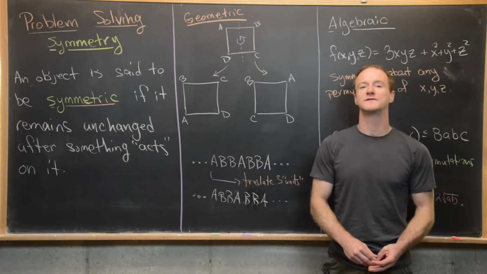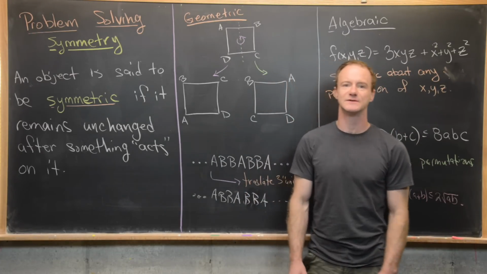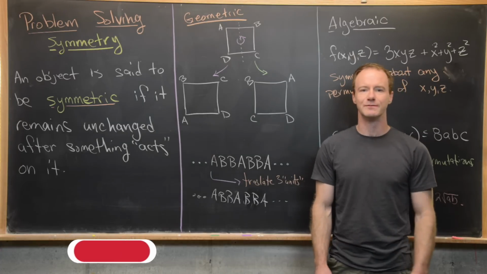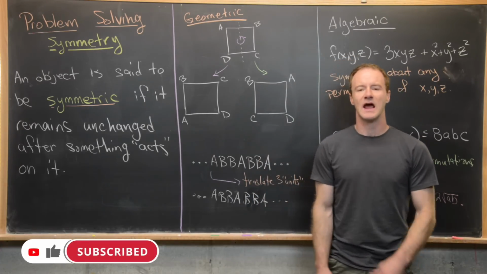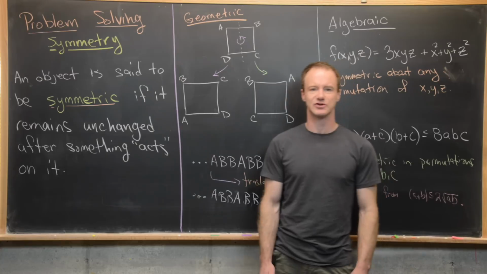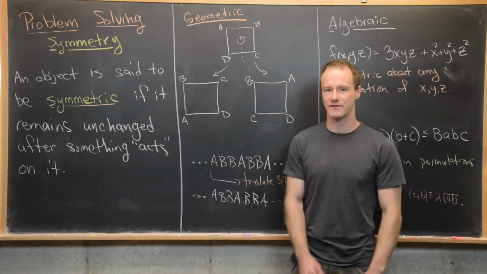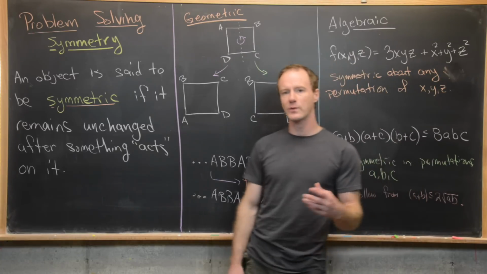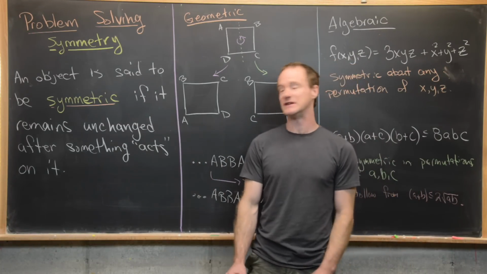Here we're going to look at the role of symmetry in problem solving, and we're going to look at a couple of different types of symmetry. First, geometric symmetry, which is something that you probably are familiar with, and then second, algebraic symmetry, which is also something probably you're familiar with, but maybe you've never thought of it that way before. But before we do that, let's look at a very rough definition of what it means to be symmetric.